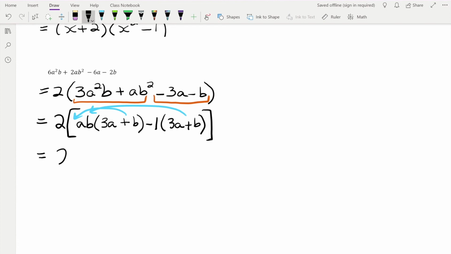So I get 2. I don't need my square brackets anymore because I'm just going to have brackets on the inside, so I can use my regular brackets. I get 3a plus b. When I take a 3a plus b out of this term, I'm left with ab. And when I take my 3a plus b out of this grouping, I'm left with my -1. And if I look at each set here, there's nothing I can do with the 2, 3a plus b, or ab minus 1 to make this any simpler, so I know I've factored it as far as I can.